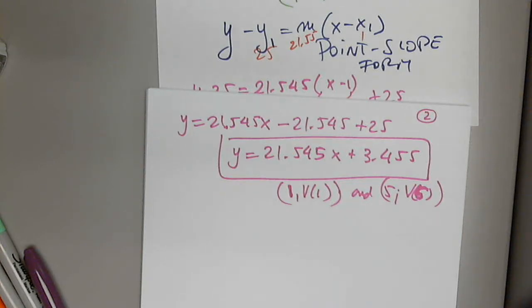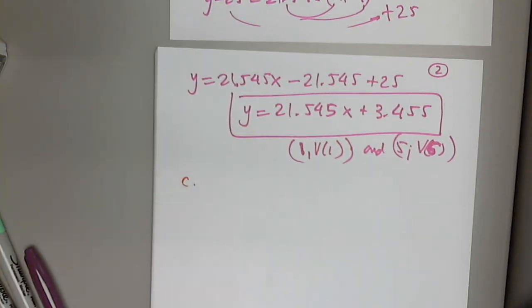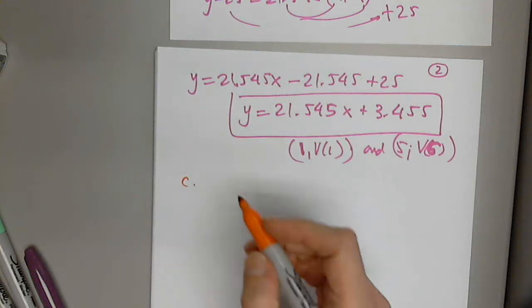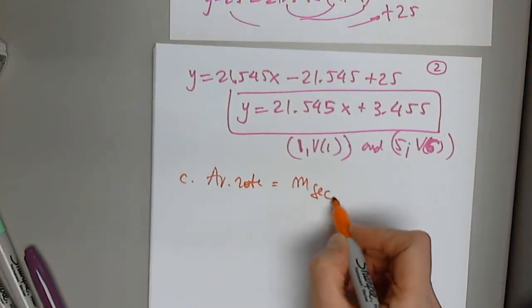Okay, moving on to part C. Find the average rate of change of the investment between year 1 and year 5. It's a silly question to have as part C. What is the average rate of change between 1 and 5? That's it. They could have asked this question first and then the equation, right? So I will say the average rate is the slope of the secant line.